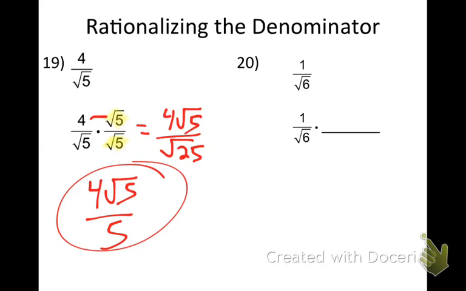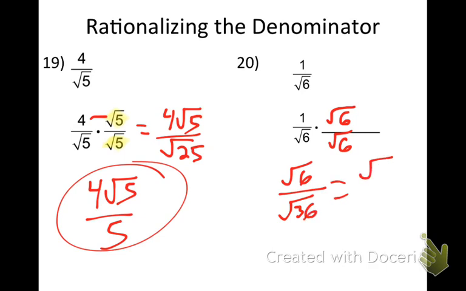So 20. I have 1 over the square root of 6. What am I going to multiply numerator and denominator by, Allie? Take a guess. I'm going to multiply by the square root of 6, right? So I multiply them both by the square root of 6. Okay? 1 times the square root of 6 gets me the square root of 6. What's the square root of 6 times the square root of 6 give me? That's the square root of 36. What's the square root of 36? So that's square root of 6 over 6. And that's my answer.